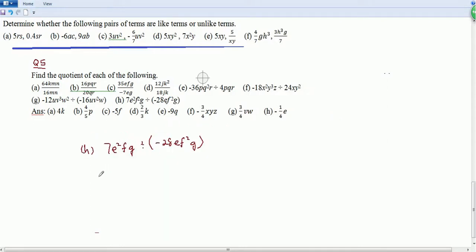Okay, let's look at this one. The same thing. Divide, change it to a fraction. 7e squared f g divided by negative 28 e f squared g. Okay, so positive, negative, sure you know that your answer will be negative. So divided by 7. Okay, so 1e here, but here is 2e, e squared. So 2 minus 1 you get 1. This one, e cancel up.